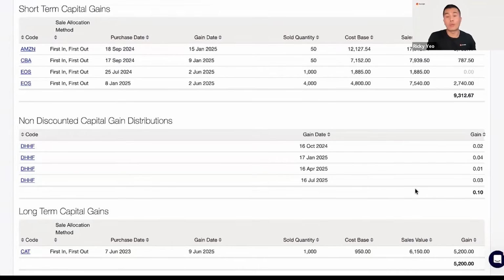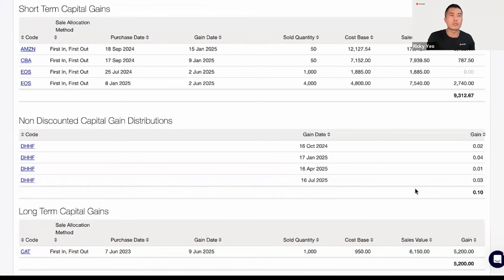I would say we can go all the way back to 1985 or even before. I think the key question is not about how many previous reports we can do. It's more about how far back the transactions go that you can put into Sharesight. So if you can put something into Sharesight back in 1985, or even pre-CGT before 1985, Sharesight will still calculate the capital gains and all, and dividends.